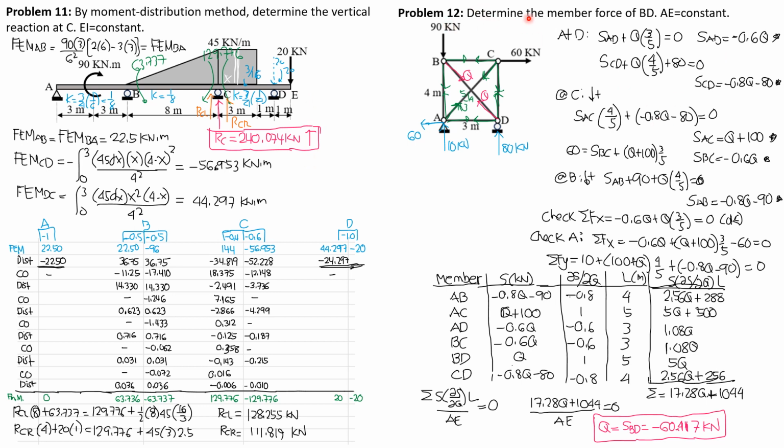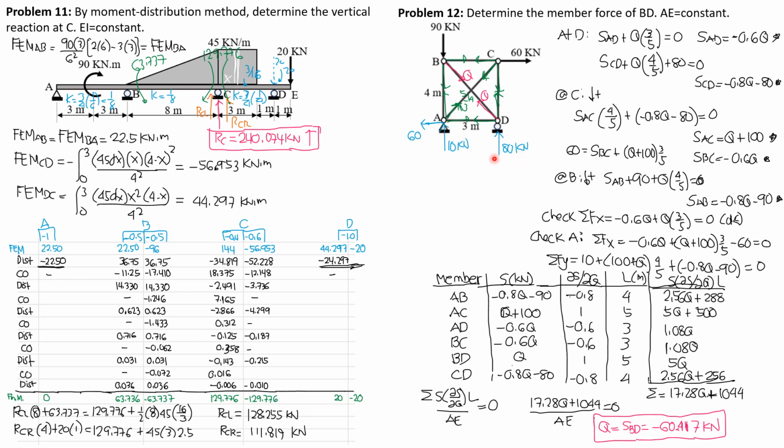Then problem 11, determine the member force of BD. AE is constant. So I'll make BD the redundant. This is indeterminate to the first degree. I'll call that Q. Then for the reactions, summation of moment about A equals 0. I'm not presenting the solution anymore.